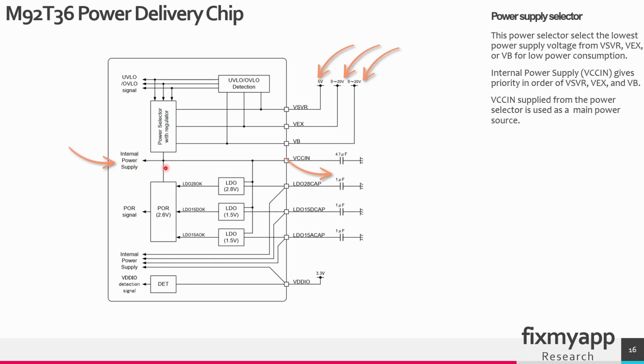And this internal power supply will generate some voltages, 2.8, 1.5 and 1.5 internally. These are low drop voltage regulators. And then we have 3.3 volt on the VDD I/O, and this voltage is used to generate the serial data signals.